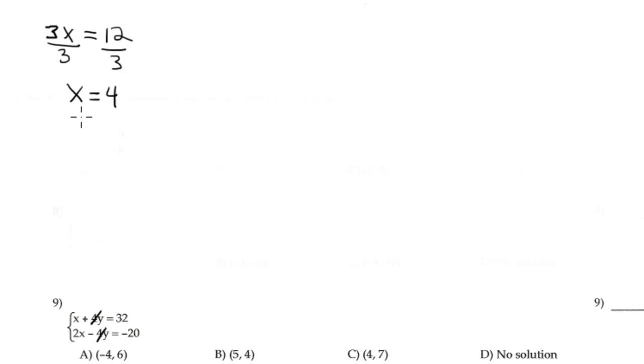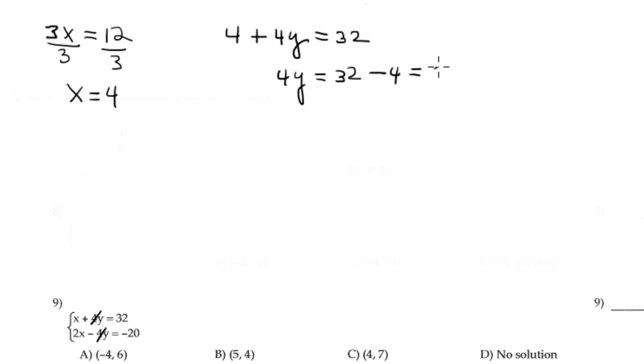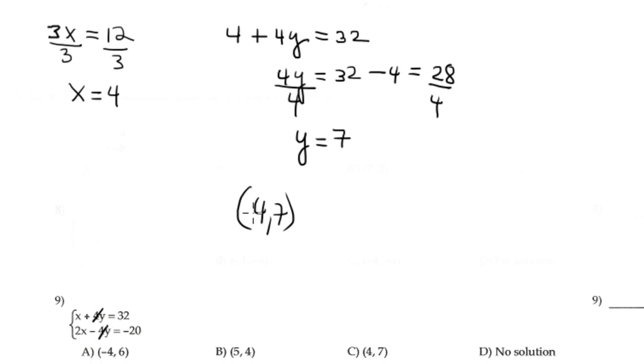And now, in order to get the value of y, you can use either equation, whatever you want. Of course, I am smart, I'm using the easier. The easier, in my opinion, is number 1. This is x plus 4y. Substitution: x replaced by 4 here, and equation number 1 equals 32. Now 4y is equal to 32 minus 4, which is 28. Divided by 4 both sides, y is equal to 7. And the solution is 4, 7, which is the option C.